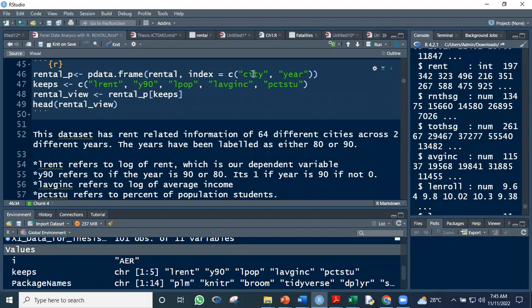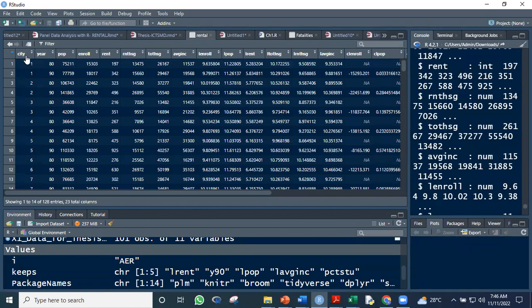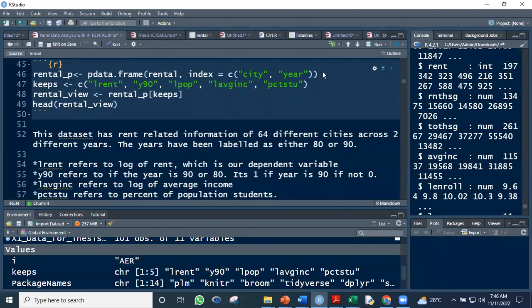For a panel data, you have to identify what's the unit, what's the individual, and of course, what's the time frame. In our data, the variable city is your unit and the variable year is your time frame. So that's how we convert our ordinary data frame into a panel data frame. Let me run this.